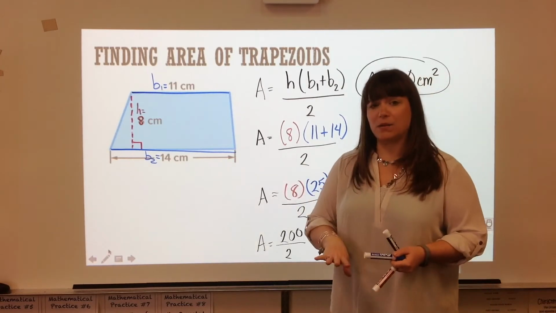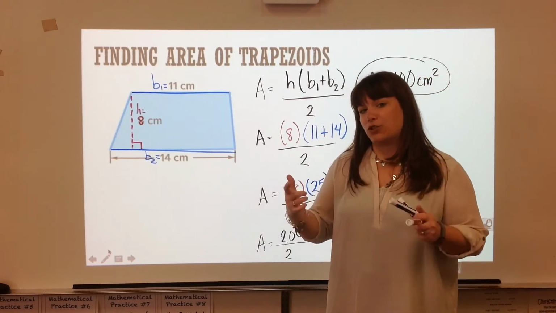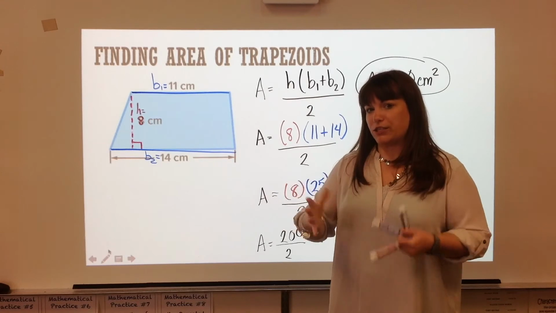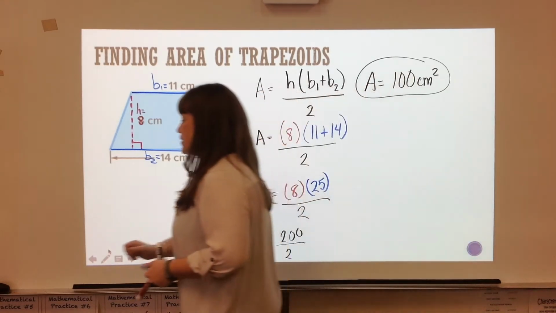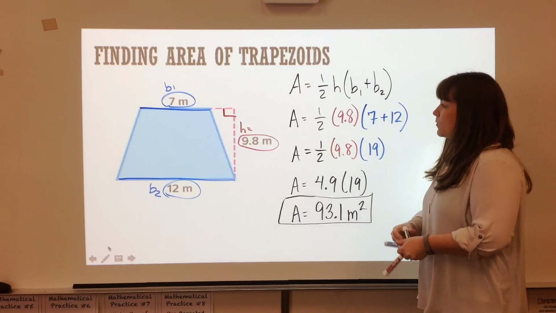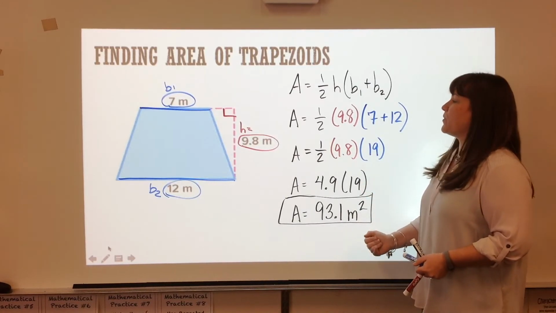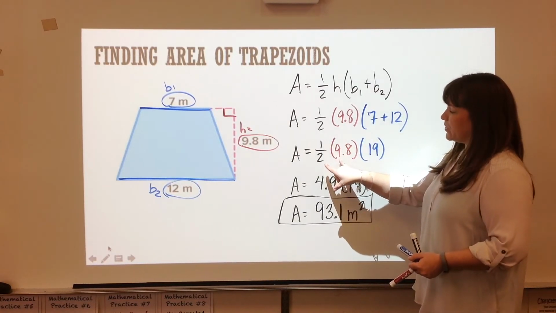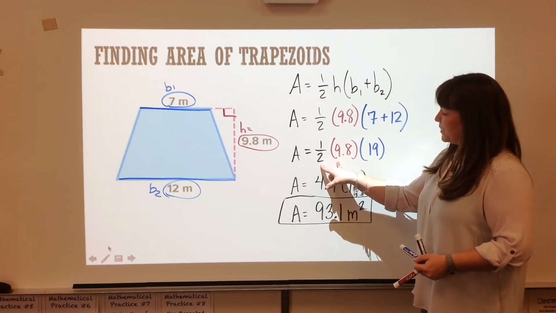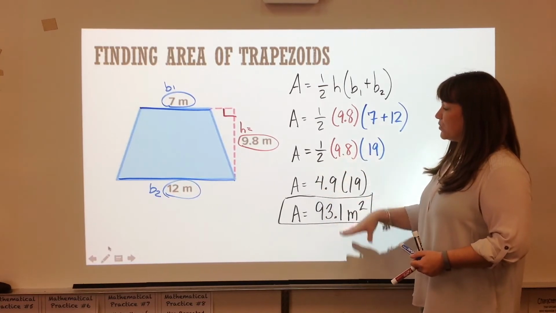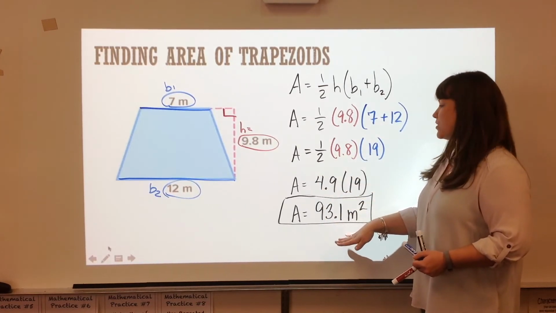Go ahead and try the bottom one on your own, and then I'll show you the answer all done so that you can check to see if you were right. Here's the answer to number 3. At this point, I chose to divide 9.8 by 2 first. You can use a calculator for these computations.